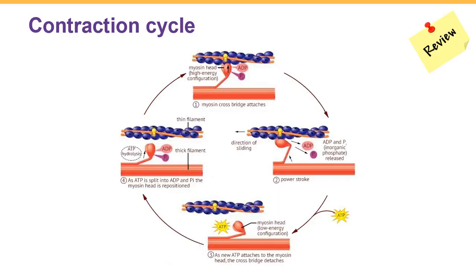So let's review the key steps of the contraction cycle one more time, starting when the myosin head attaches to actin. We have the myosin cross bridge attachment. Next step, we have the power stroke. And then we have the cross bridge detachment. And then we have the myosin head reposition. And then they're going to repeat many times. So the first step, the myosin head attaches to the active site on actin. So here we have cross bridge formation.